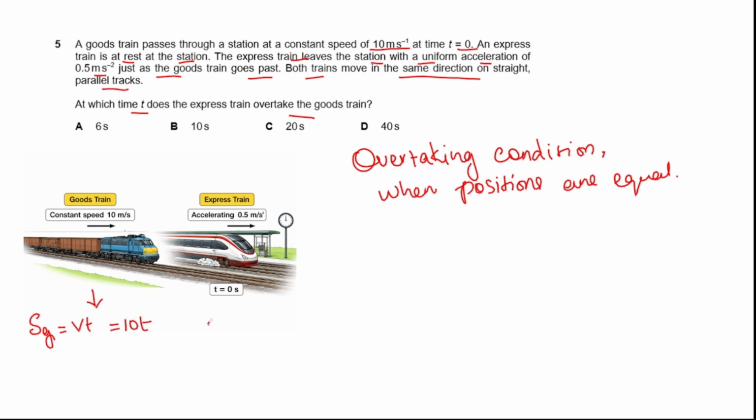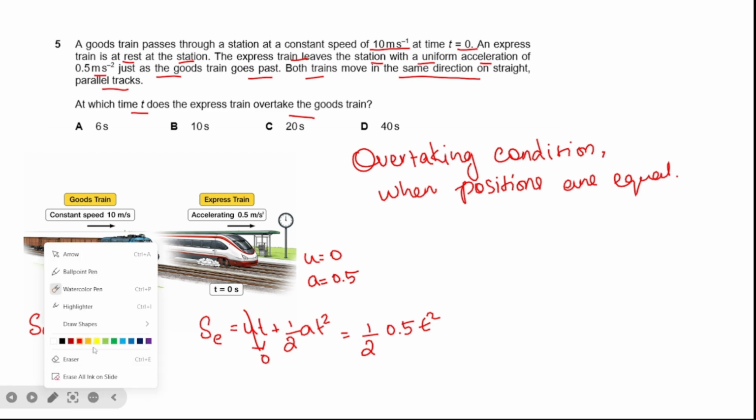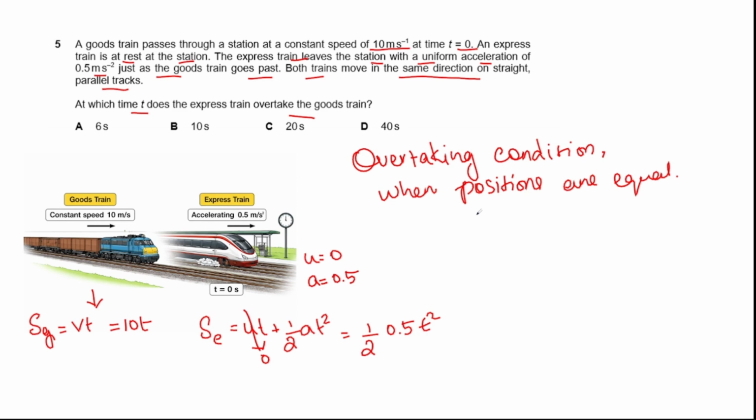If you're finding for the express train, let's represent it with SE. The conditions are that initially it is at rest, so initial velocity is 0 and the acceleration is 0.5. So you can choose the formula as ut plus half at square. So this component goes to 0 and the next one is half 0.5 t square. This is the formula.